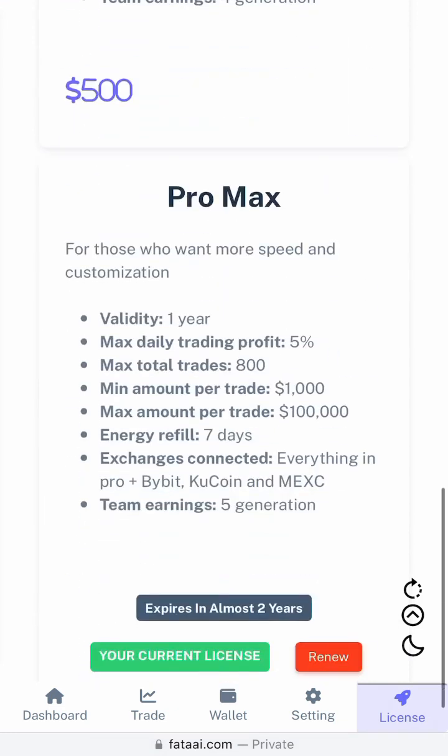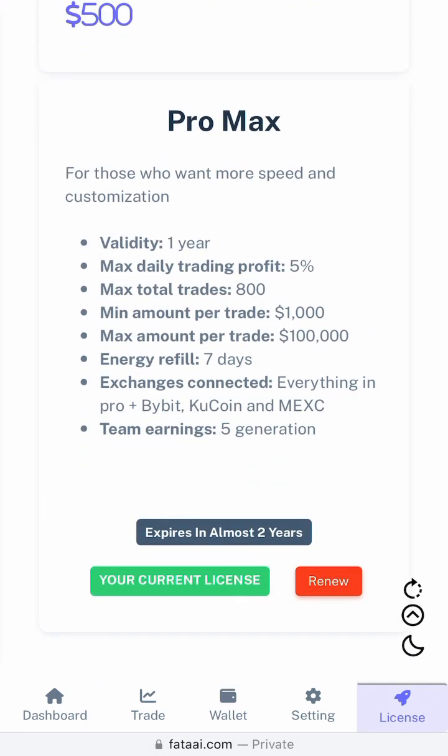Is to start. So in ProMass, you have 1 year validity. You can make 5% profit every day, and then you have 800 trades. So throughout this 1 year, you can make 800 trades, and the minimum amount per trade is $1,000, and the maximum amount per trade is $100,000. This one is for the big boys, those that have money.